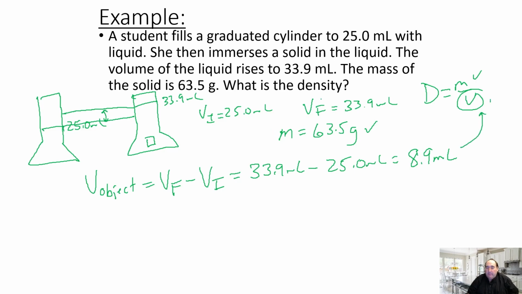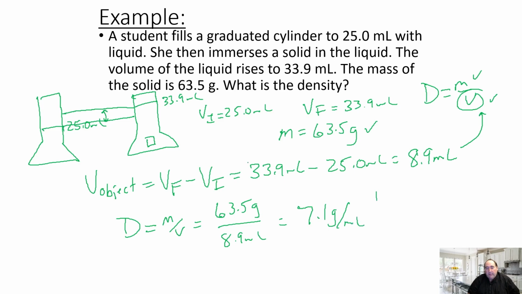That is now going to be our volume. Now we have everything we need to calculate our density. Density is our mass divided by volume. So our mass is 63.5 grams divided by 8.9 milliliters. That will get us 63.5 divided by 8.9. That is going to give us 7.1 grams per milliliter as our density.